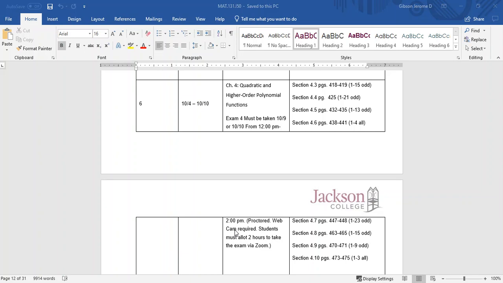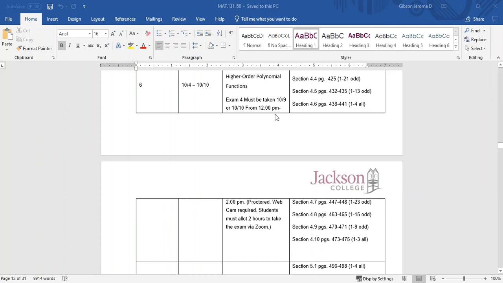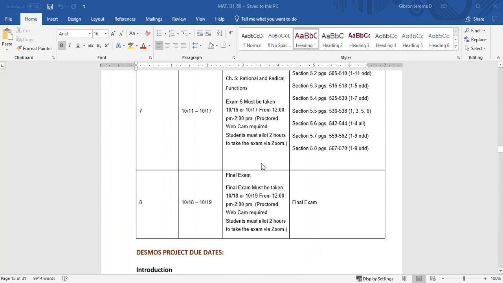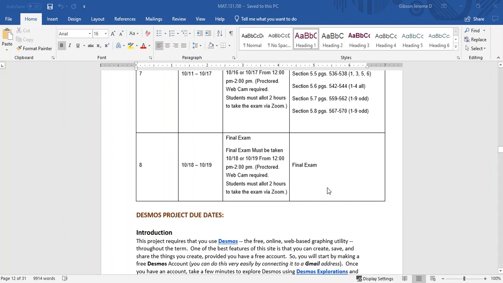The only way you would be allowed to make up that exam is if you contact me and I deem the reason why you cannot do that exam as an emergency, then we will work something else out. So your proctored exams would be exam 4, exam 5, and then also the final. And I have dates and times for all of these. So I'm just letting you all know if any of those conflict, please let me know ASAP.